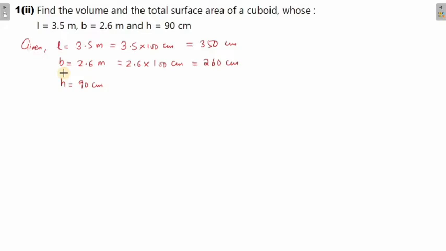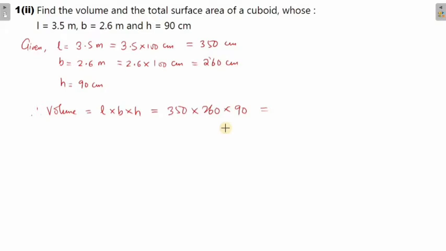All right, now we have L, B and H of a cuboid. So length, breadth and height of a cuboid is given to you. Now the question is asking you to find the volume. Therefore the formula for volume is L into B into H. So let's put the value. L is 350, B is 260, H is 90. Let's quickly multiply. So you have 350 into 260 into 90.